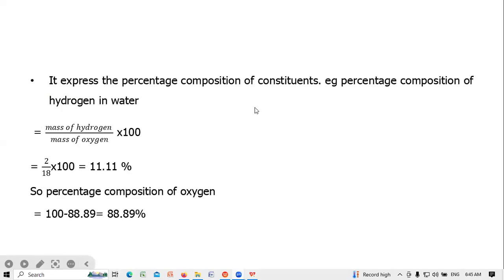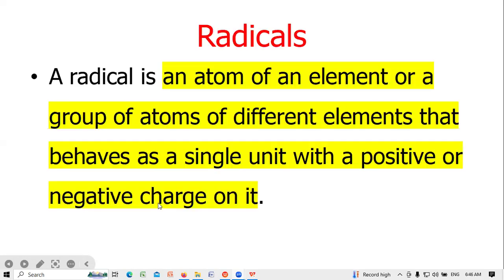It expresses the percentage composition constant. Example, the percentage composition of hydrogen in water is the mass of hydrogen over the mass of water times 100, that is 11.11 percent. The percentage composition of oxygen is 100 minus 11.11, that is 88.89 percent.